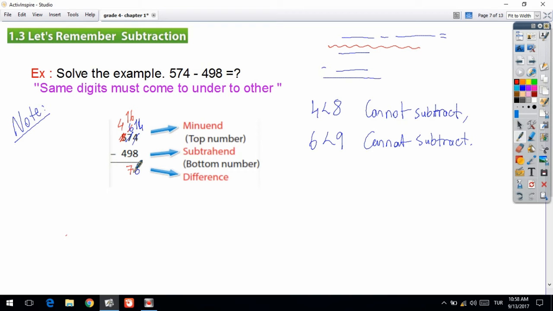So what is left? Let's look at the hundredths digits. 4 minus 4 is equal to 0. So your answer is 76.